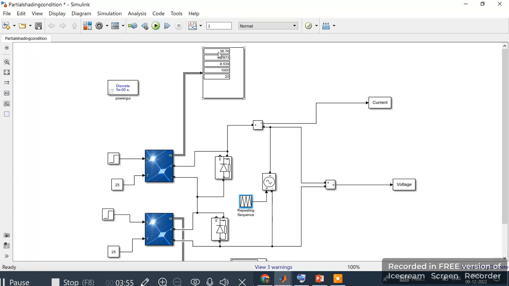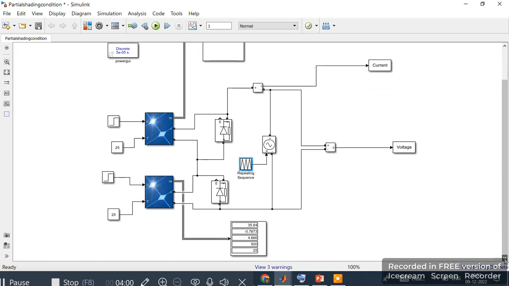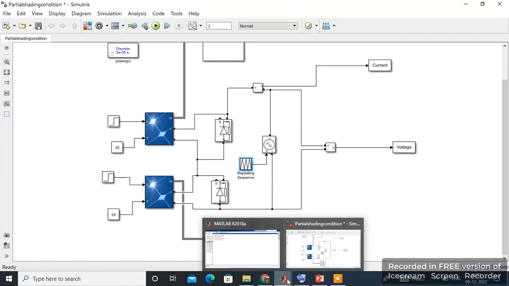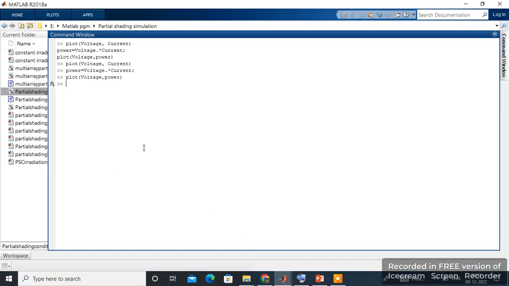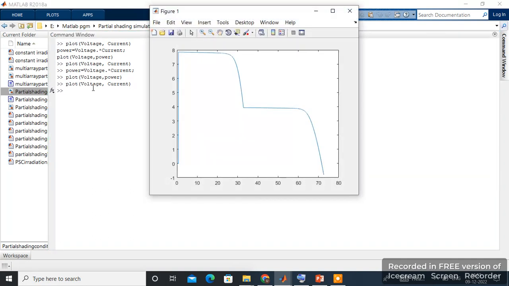So you can see that the output voltage is 36.76 for the first cell, whereas it has been reduced for the second cell. The power is also reduced according to the irradiation. And now let us see the IV curve. For this I open the MATLAB command window, and I type this command: plot(voltage, current). So this curve shows the current versus voltage curve for different irradiations. The first curve is for 1000 watts and the second curve is for 500 watts.